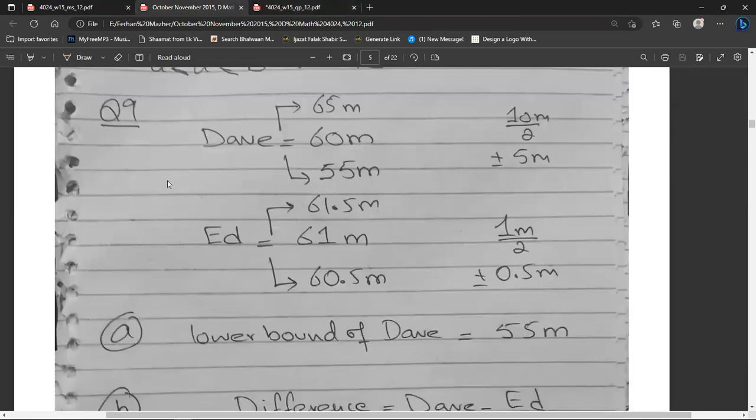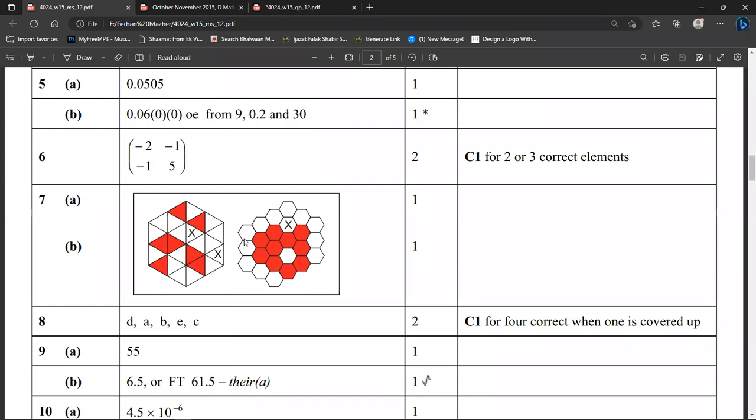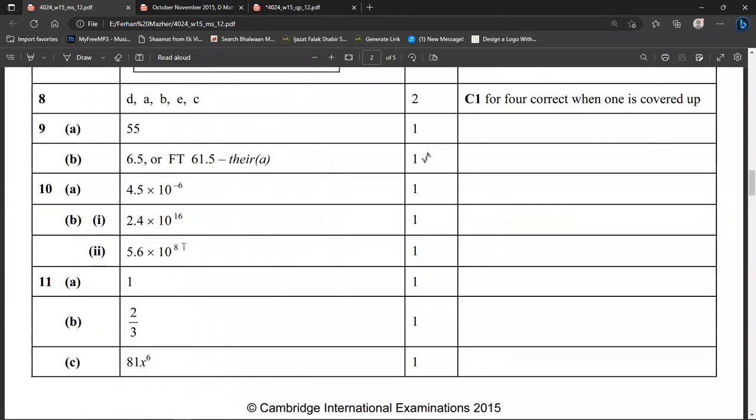So Dave's measurement is correct to 10 meters. So divide 10 meters by 2. You get 5 meters. So the reading is 60 meters. So add 5 here, you get 65 meters. That is the upper bound. And you subtract 5 from 60. You get 55 meters. So the lower bound of the reading will be 55. So for Dave, the lower bound of the reading is 55 meters. So this is the answer. 55 meters is the right answer, sir.